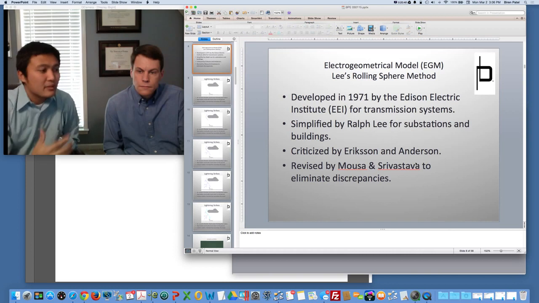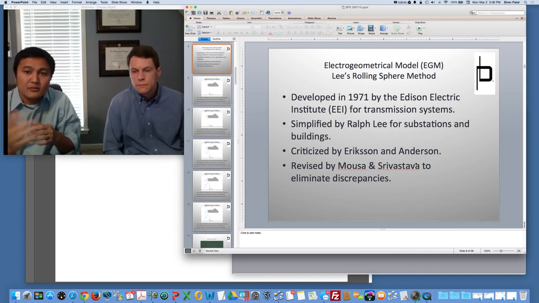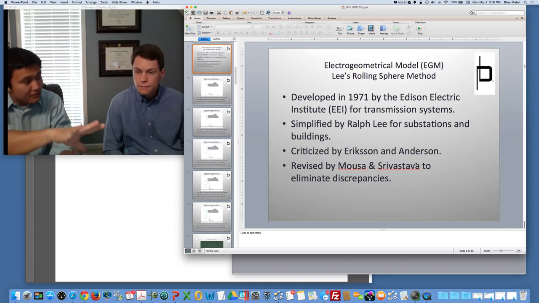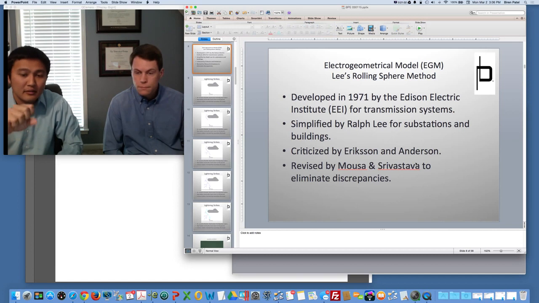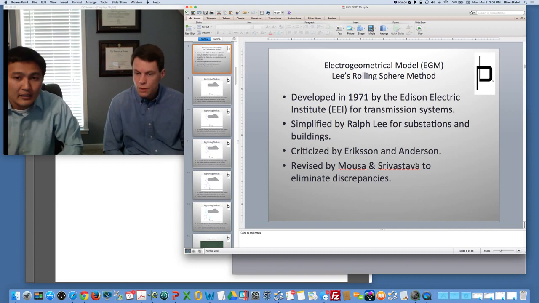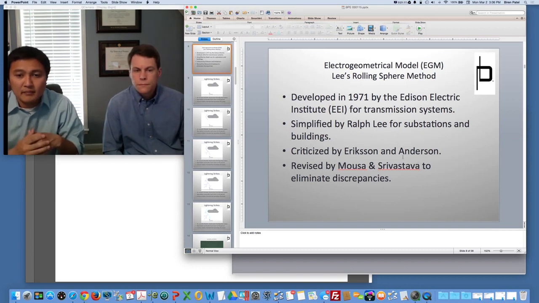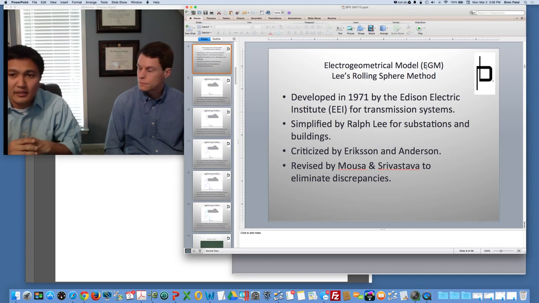But now I want to talk a little bit about what we came here to talk about, which is the rolling sphere method. Now, this is the most popular method. Again, other utilities use fixed angle and the empirical method, but by far most utilities have switched over to the rolling sphere method. This seems to be the most popular method. Here's just some brief history on it, which we won't get too deep into. But you may also hear it called the EGM method, the electrogeometrical method.